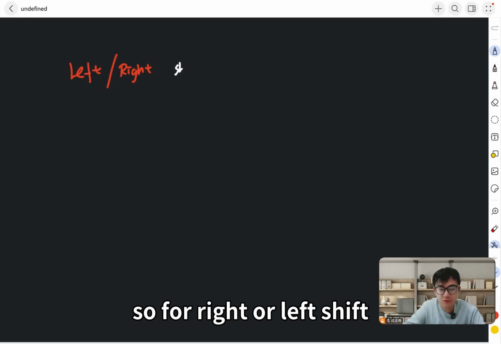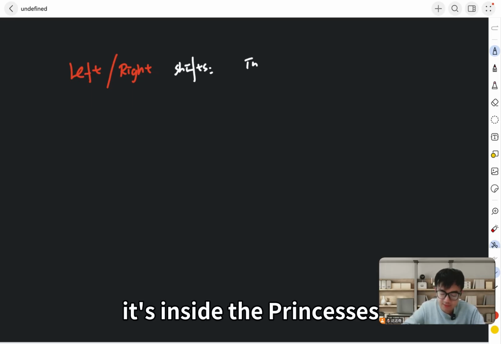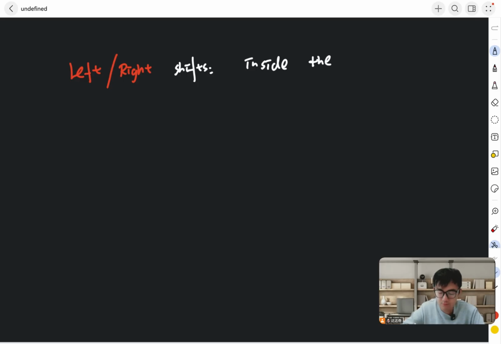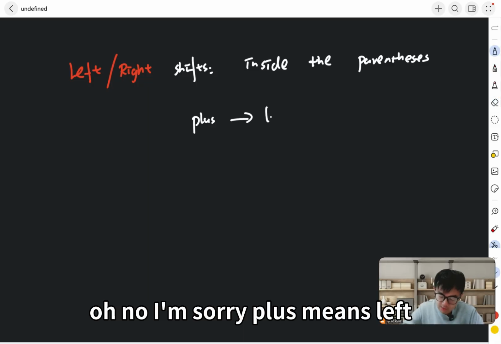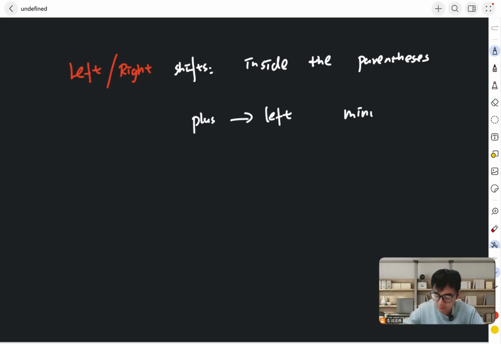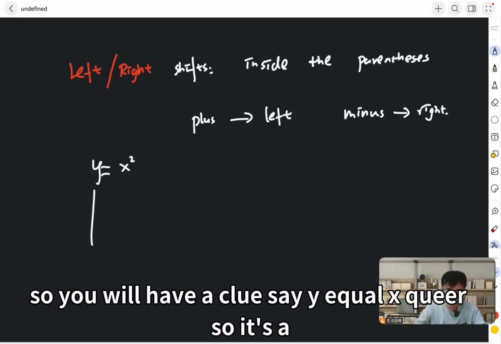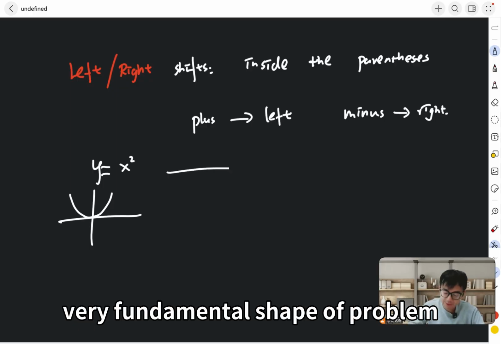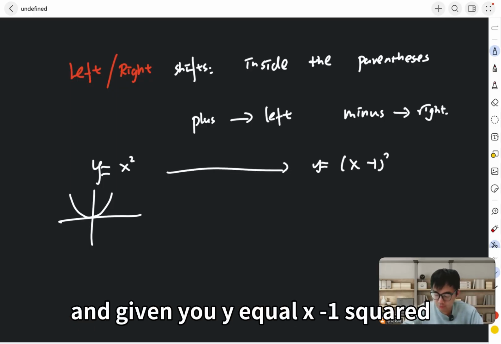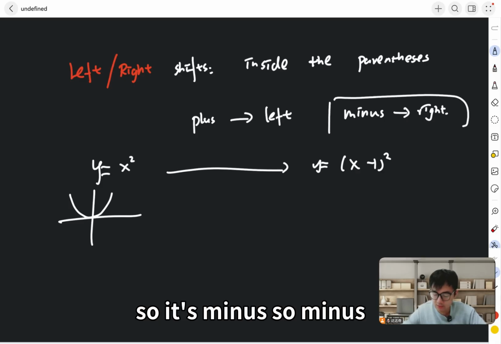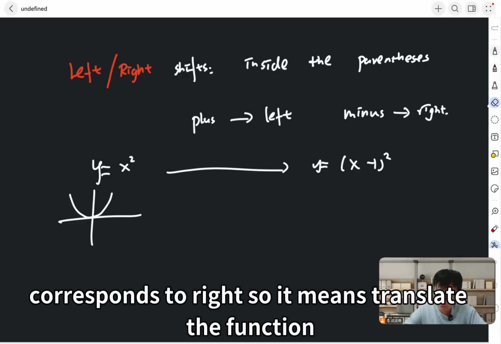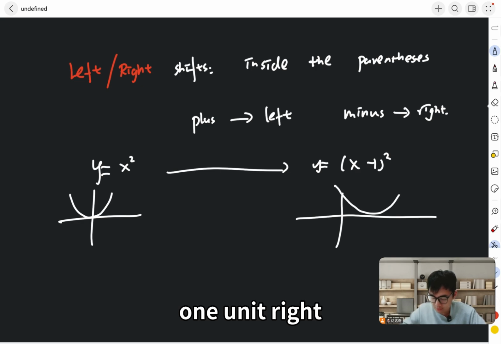So for right or left shift, it's inside the parentheses. And plus means right. No, I'm sorry. Plus means left. And minus means right. So if you have, say, y equal x squared, a very fundamental shape of parabola, and given y equal x minus 1 squared, minus corresponds to right, so it means translate the function 1 unit right. It will be looking like this.